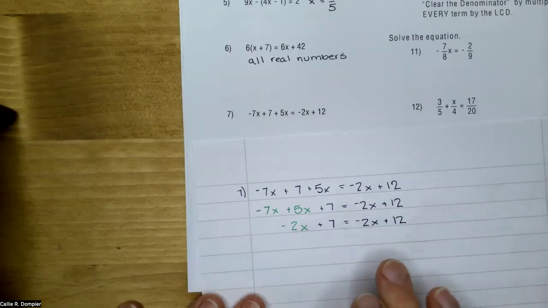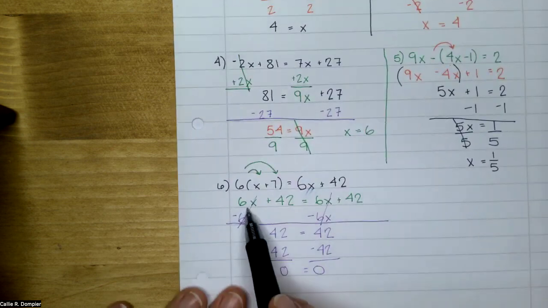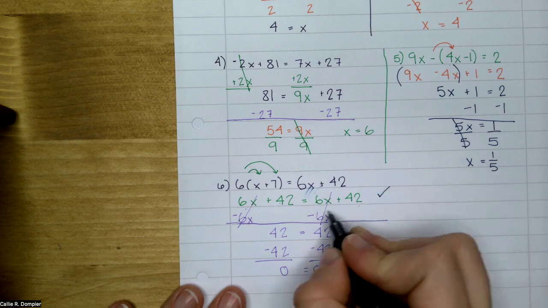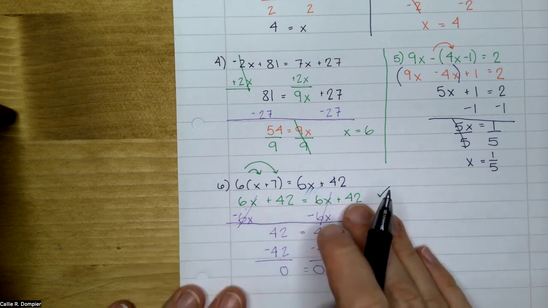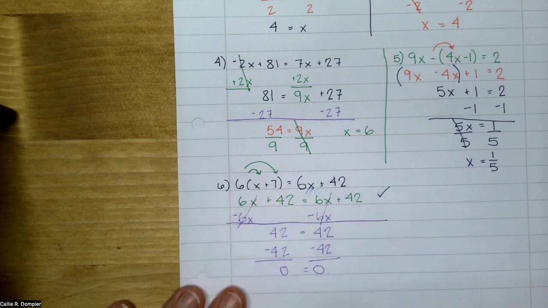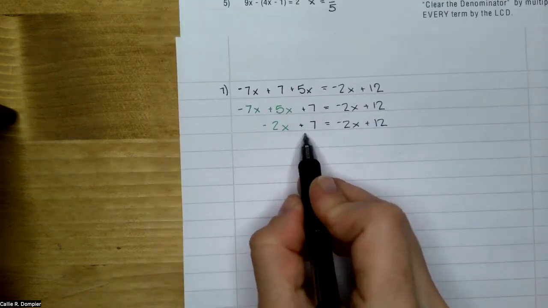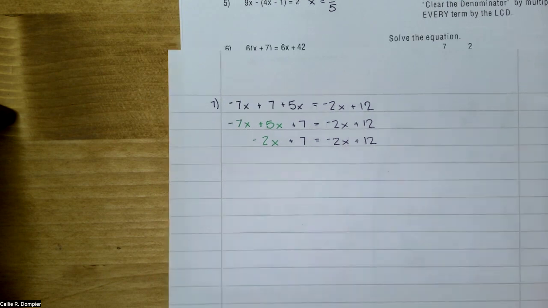So notice here, for number 6, all real numbers, we had 6x plus 42 equals 6x plus 42. It's the same on both sides. You can stop right there and say all real numbers. That will always be true. That side is exactly equal to this side. For number 7, we have negative 2x plus 7 equals negative 2x plus 12. Not exactly the same, okay?